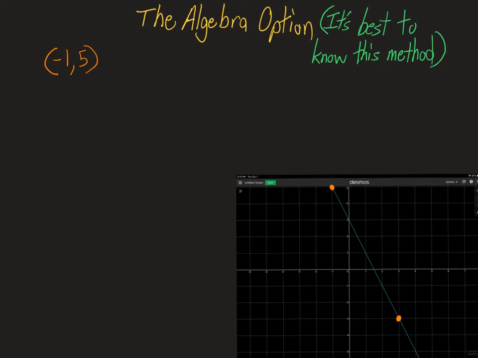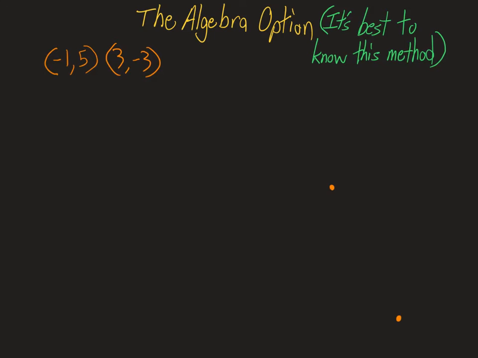And we've got 3, -3 again. And again, the point being, if we don't have a graph, can we find everything we need just from those points? Let's see. Step 1, you do what you always do.